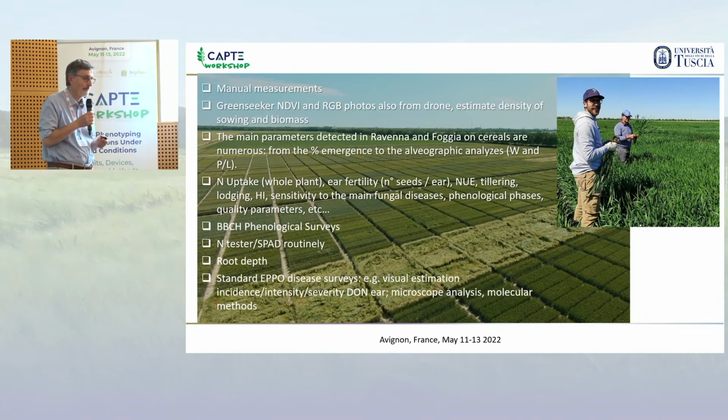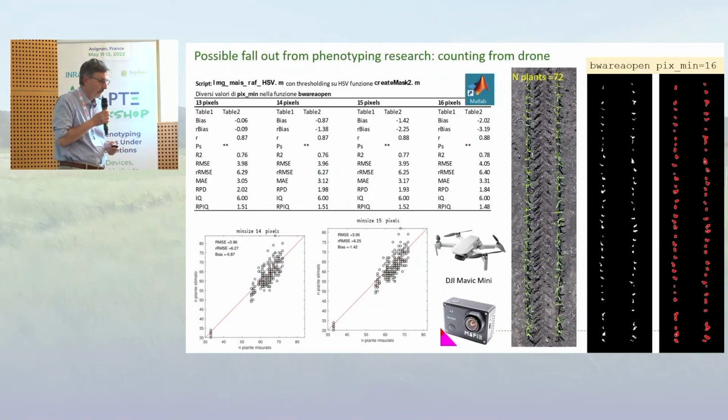They are using some measurements from GreenSeeker to collect NDVI, some RGB photos, also from drone, to estimate density of soil and biomass. They detect several traits, from percentage emergence to quality of the grain, the morphological quality of the grain, nitrogen uptake, so a lot of traits, and it's really work intensive with just a little use of instruments, so not really much phenotyping in this, although it could be very easy.